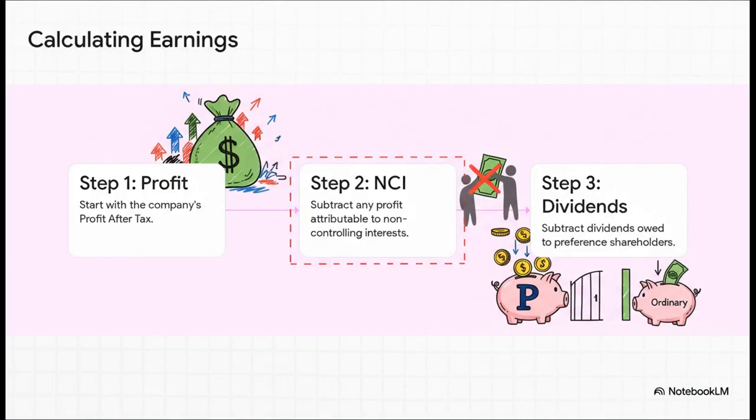Here's how it works. We start with the company's net profit after tax. Simple enough. Then we have to subtract any profit that belongs to what's called non-controlling interests. That's basically the chunk of a subsidiary's profit that belongs to other owners. And finally, and this is key, we subtract any dividends that are owed to preference shareholders. They get paid first, so that money is off the table for ordinary shareholders. Whatever is left over, that's the pool of profit that truly belongs to us.